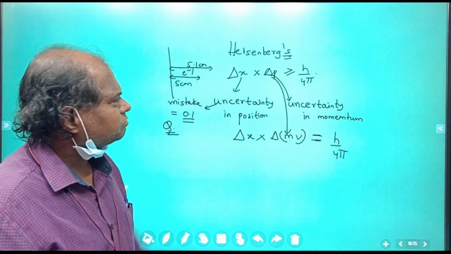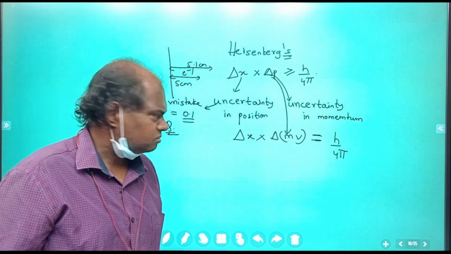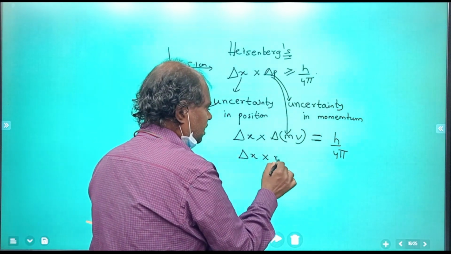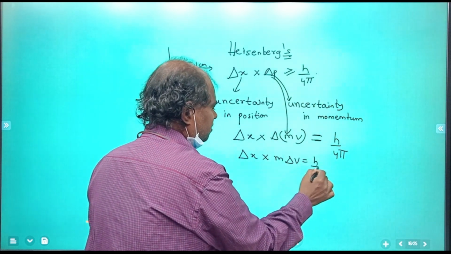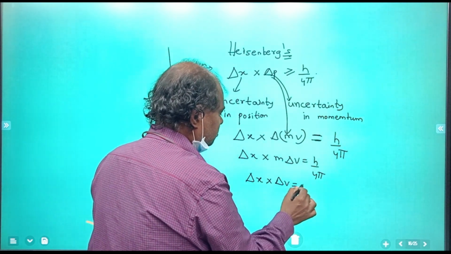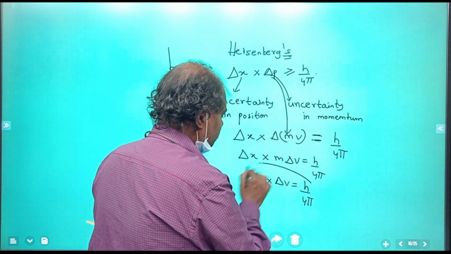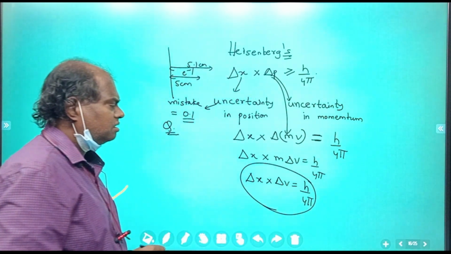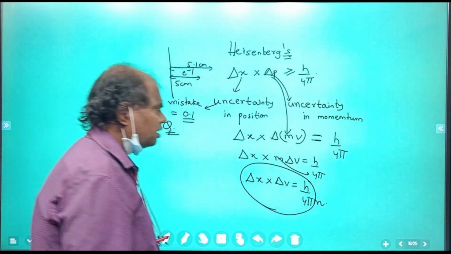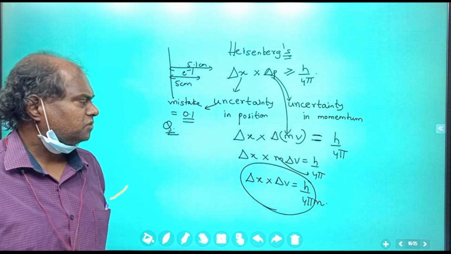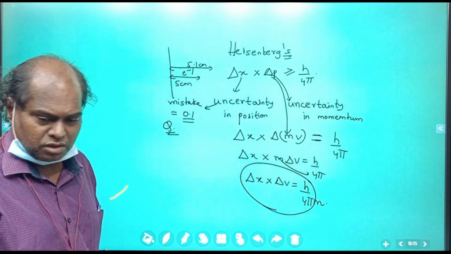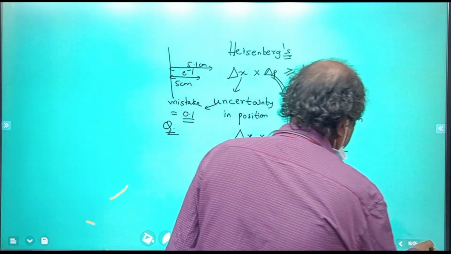We'll take equal to. We'll not use that greater than sign. Now I can take the mass outside. So in that case, m delta v is equal to h by 4 pi. So you can write the same expression like this: delta x into delta v is equal to h by 4 pi m, using only the equal to sign. This m will come down. Fine, we'll do some questions on this.